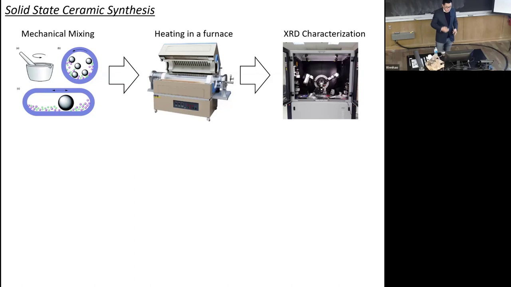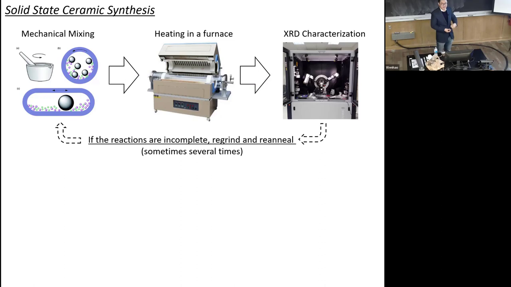Now, solid-state ceramic synthesis is this idea where I take my precursors, I mix them in a reaction vessel, I stir them up, and then I put them in a furnace, and then I characterize them with XRD to see what I made. Oftentimes, when you do this, the reactions will be incomplete. So you have to do something called regrinding and reannealing and firing this process over and over again, sometimes several times. There's some really wonderful work that's done here in Professor Kanatzidis' group by Rebecca McClain.